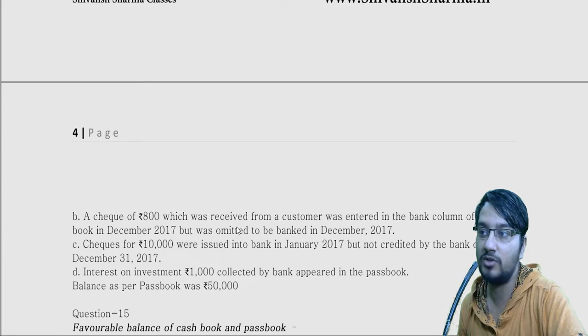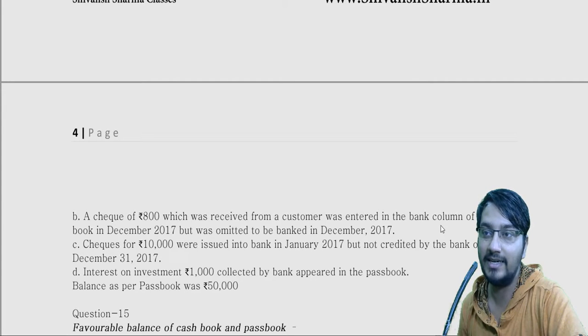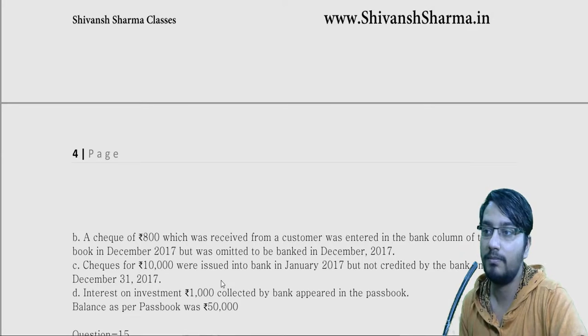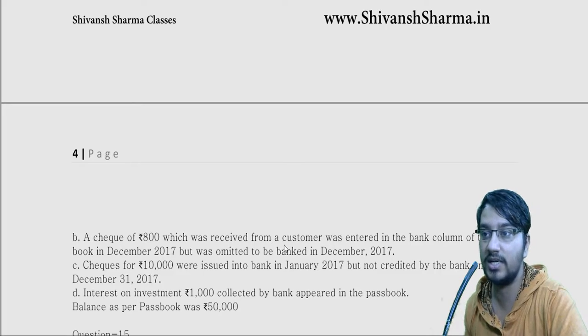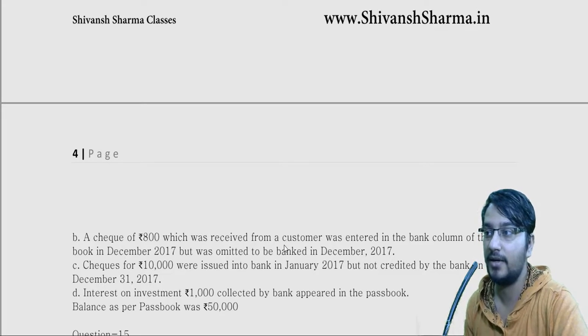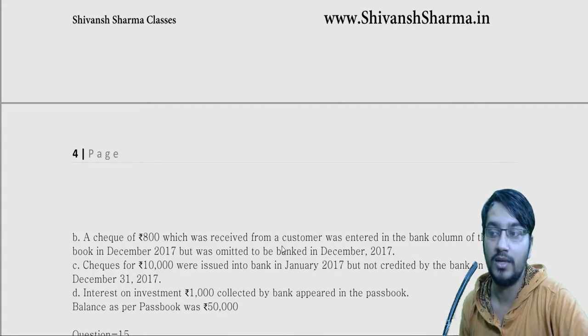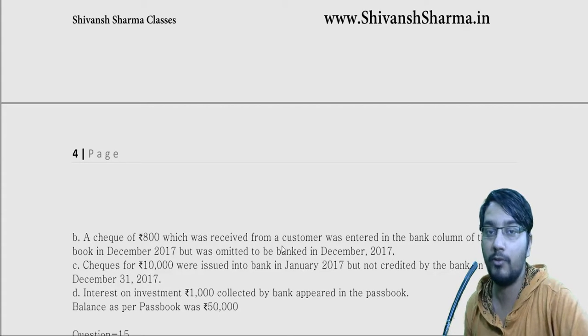A check of 800 which was received from the customer was entered into the bank column of the cash book but still not credited by the bank or omitted by the bank. These two points are similar, the same in fact, but they have changed the language in both points. This is also an uncleared check, checks deposited but not entered by the bank. So you can see the type of language that they can use to confuse you. These are similar points only, which is why we are solving a lot of questions so that we can equip ourselves with all the languages that they can play with, so that in the exam we don't get confused.